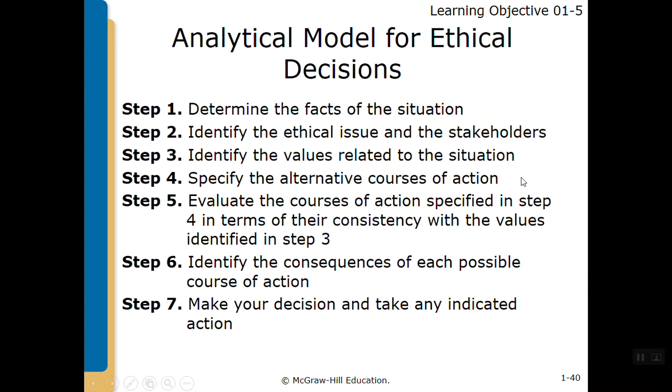All right, we're not going to walk through this, but this is just a model for ethical decision making. And you might not think about making decisions ethically by going through a 7-step process, but basically this is what you're doing, even though you might not really realize it.